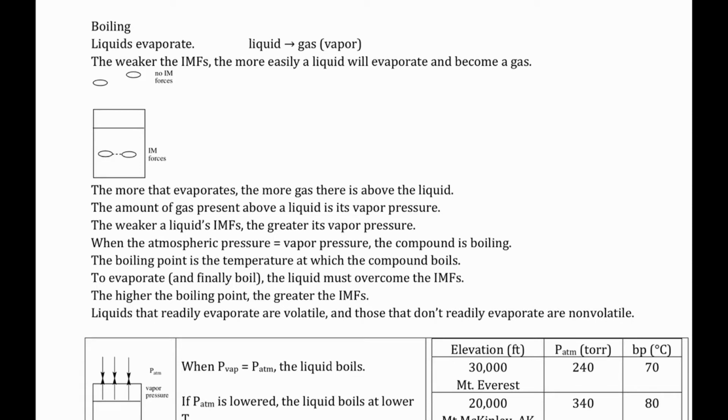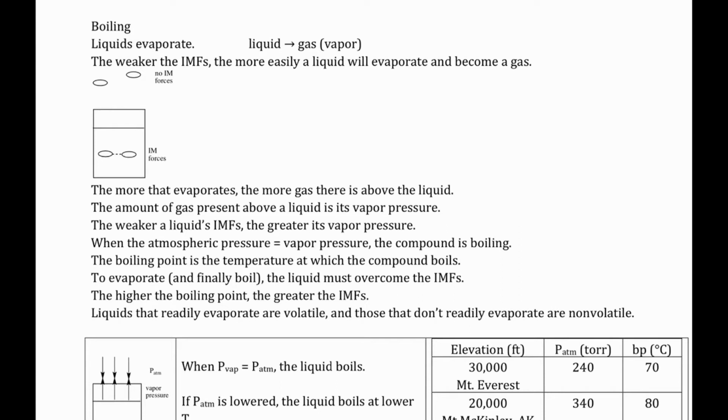Liquids evaporate. Liquid forming a gas is what occurs during evaporation. The weaker the IMFs, the more easily a liquid will evaporate and become a gas. So we have the diagram there, where that box with the molecules shown as circles in it is meant to be a beaker, and we have a liquid in there, and between the molecules we have IMF forces holding them together close enough that we're in the liquid phase.